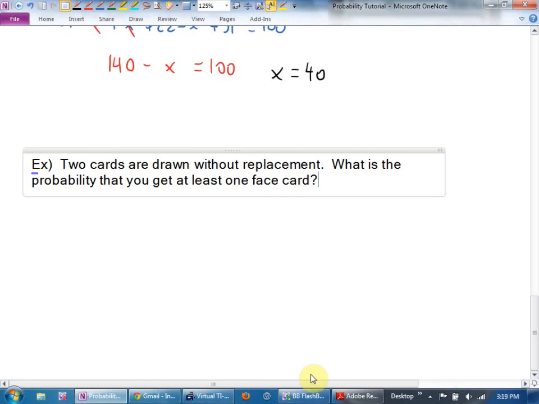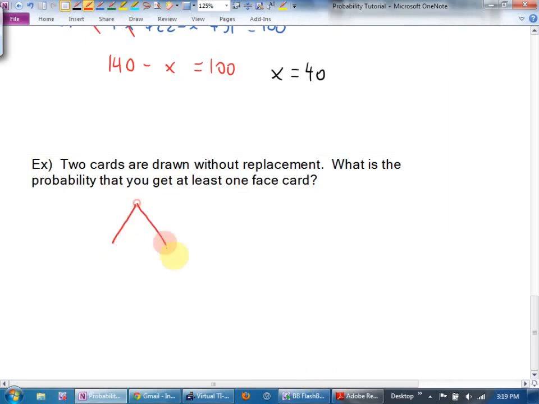So, what's my events going to be? I think face card or not face card. And I usually put a subscript, so that's face card on the first, face card not on the first. Face card on the second, face card not on the second, face card on the second, face card not on the second.